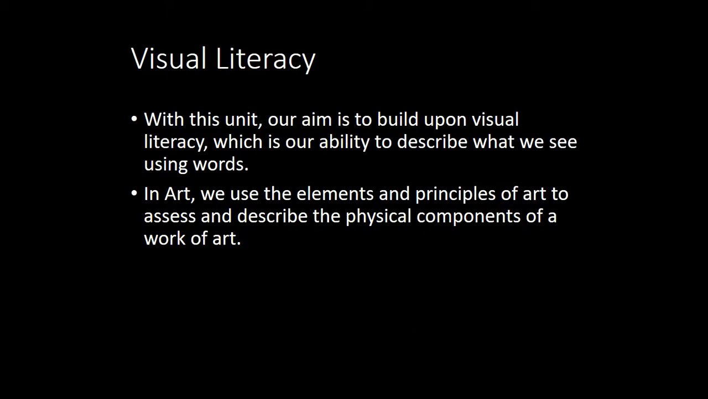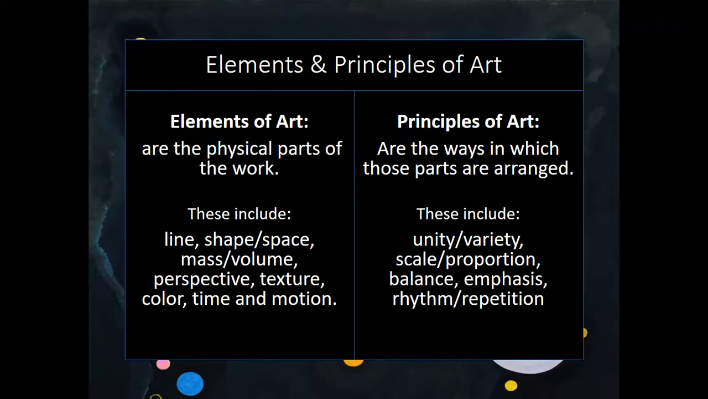Visual literacy. With this unit, our aim is to build upon visual literacy, which is our ability to describe what we see using words. In art, we use the elements and principles of art to assess and describe the physical components of a work of art. So, we are focusing our attention at the start of the school year on the elements of art and the principles of design, also known as the principles of art.